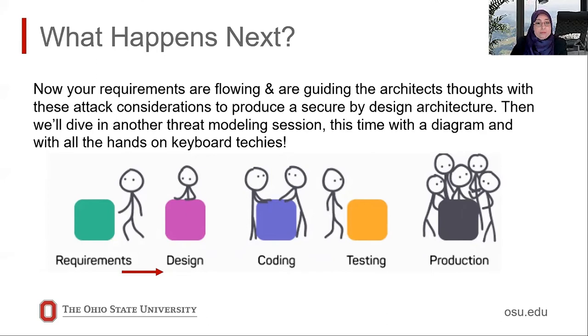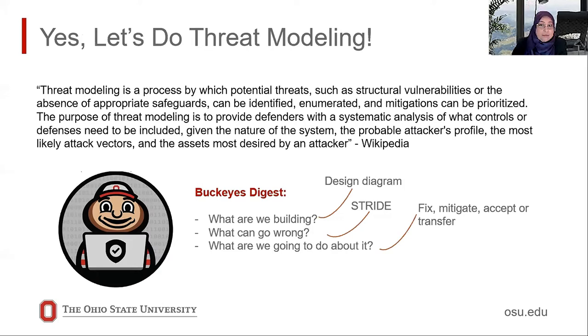Yes, indeed, let's do threat modeling. And you know what? Threat modeling is, given a design diagram defining what we are going to build, we try to think of all the ways things can go wrong using an approach methodology called STRIDE. And then we're going to try to do something about it. So we're going to identify those attacks, create attack trees, and try to identify what we are going to do with the risk. Are we going to fix it, accept it, transfer it? It's our decision. We have to note it, document it and handle it.